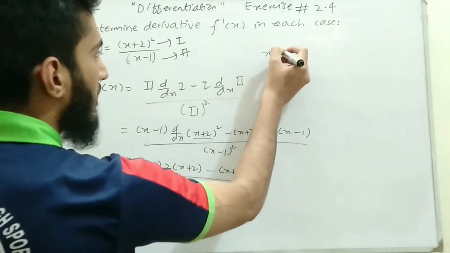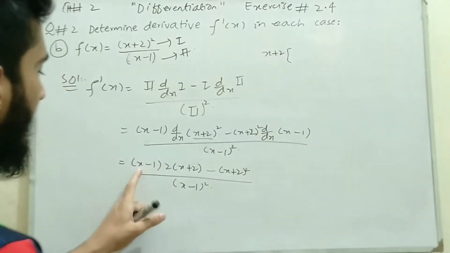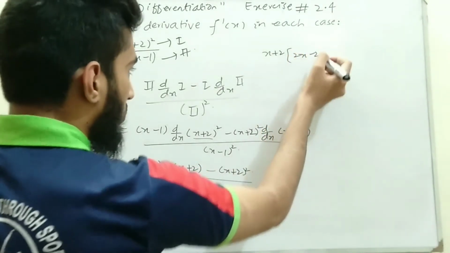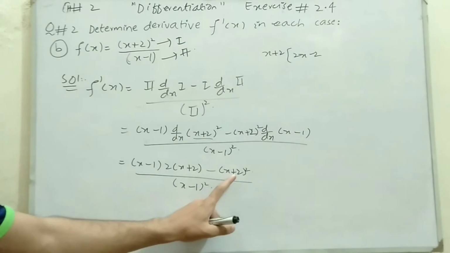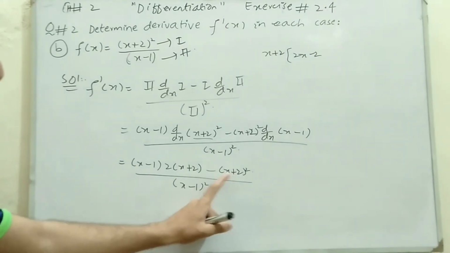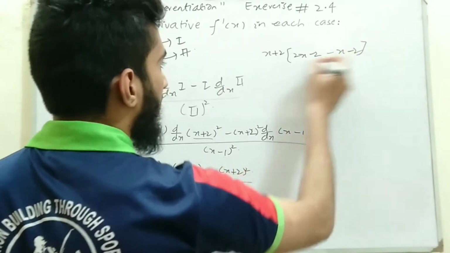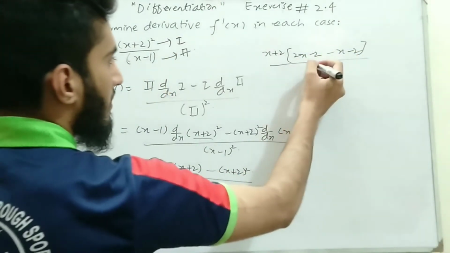After this, if we look at the common element, it is x plus 2 in both of these. Taking out x plus 2 as common, inside we are left with x minus 1 multiplied by 2, which gives us 2x minus 2. And here, taking x plus 2 common, we are just left with minus times x plus 2, which gives us minus x and minus 2, whole divided by the second function x minus 1 whole square.